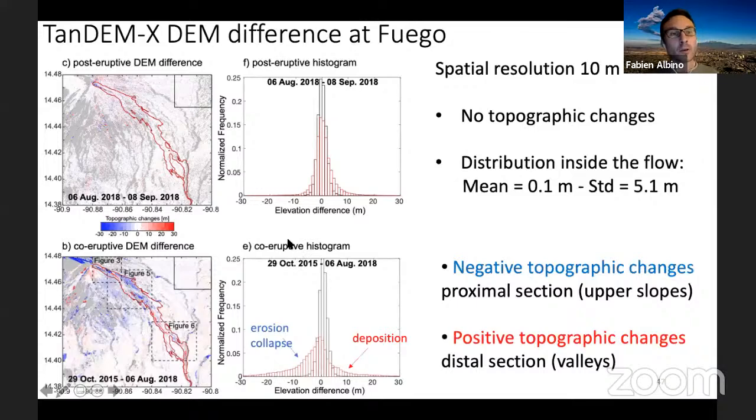If you look now at the co-eruptive DEM difference, we see another picture. First, you can see negative topographic changes here on the proximal section, whereas you see some positive changes in the channel here in the distal section. If you look at the distribution inside the flow and compare it to the reference area, you see this negative topographic change that could be due to erosion or collapse, and here some positive due to deposition.